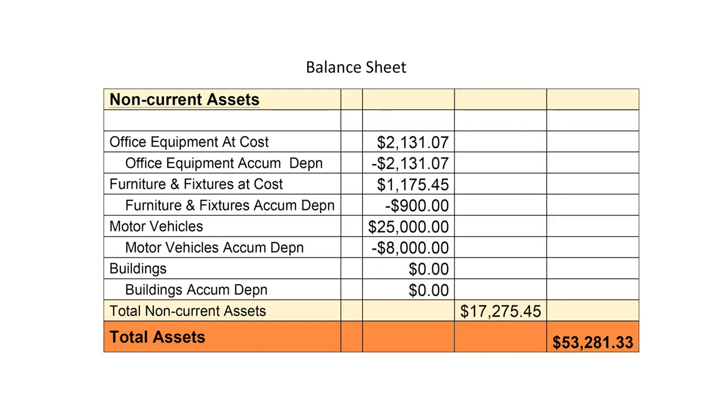We also have non-current assets, which are items that will provide a benefit to your service for a period greater than 12 months. Things like your computer, your equipment, motor vehicles, buildings. These items owned by your organisation are listed as non-current assets.